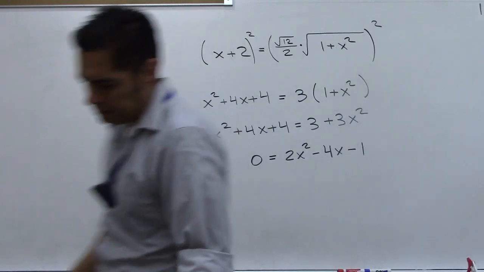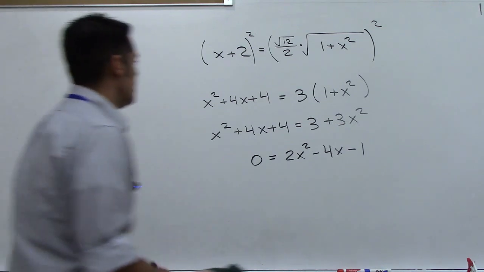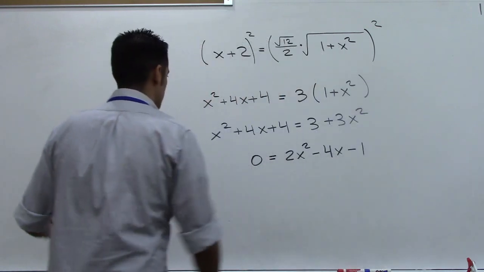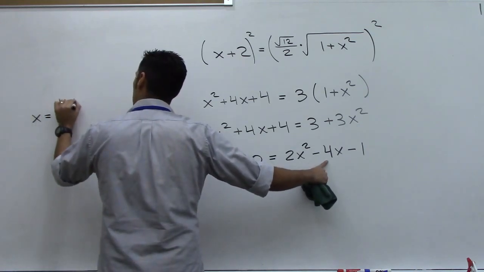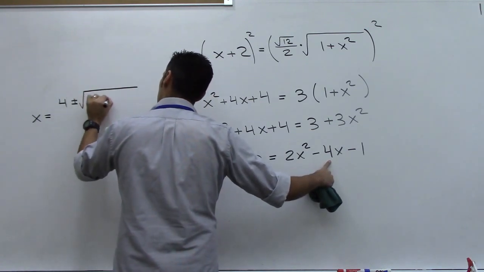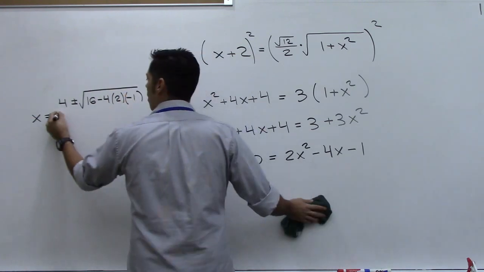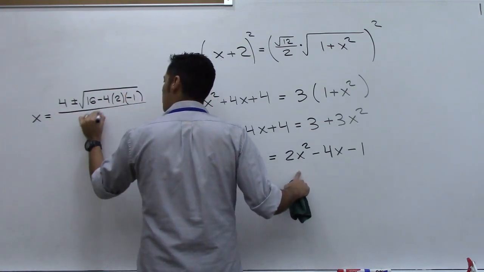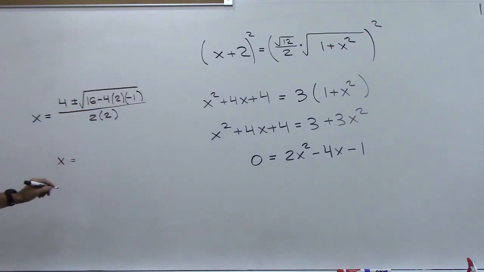And then from there, I'm going to use the quadratic formula. When I use the quadratic formula on this, it's not going to factor. I get x is equal to negative b, which is 4, plus or minus the square root of b squared, which is 16, minus 4 times a, which is 2, times c, which is negative 1, all over 2 times a, which is 2. So that's our quadratic formula. And we should get, hopefully, a couple answers here.